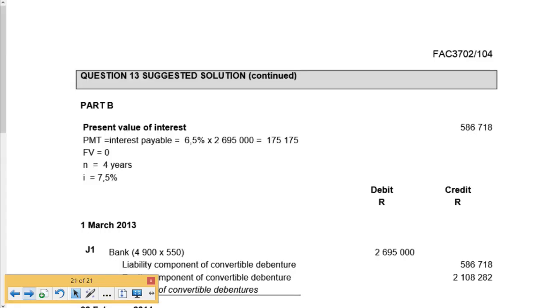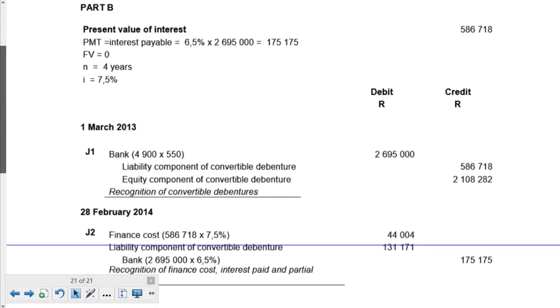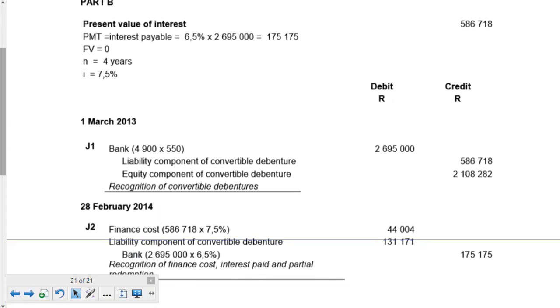Let's see if we all can say we got our first journal right. Liability component 586718. Yes? Yes, everybody, yes? So it's small, this one, hey, because it's automatically convertible, so equity will be big. The conversion is definitely happening. So then our liability is only the present value of the interest payments.